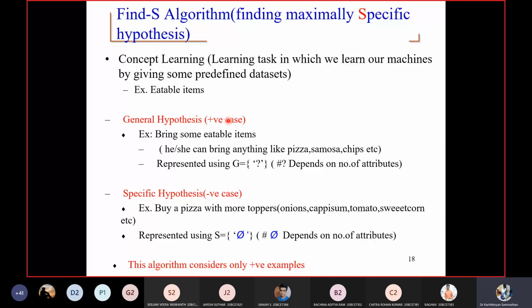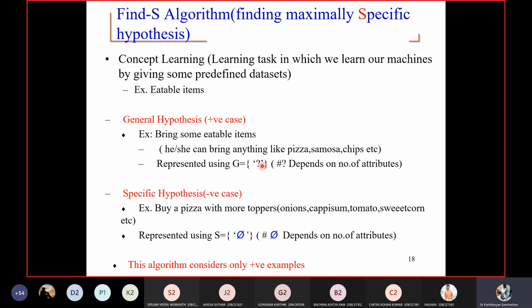When I say general hypothesis, if you want to eat, I can bring any eatable item. Either I can bring pizza or samosa or chips or any other corn flour item, puffs, something like that. So bringing some eatable item is a general hypothesis. We can say that is a positive case. Such cases can be represented with a question mark. G is equal to question mark. This question mark depends on the number of attributes in your data set.